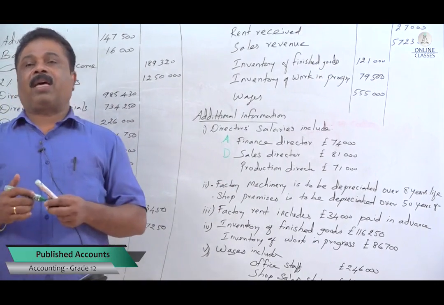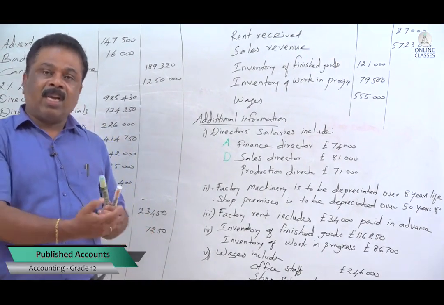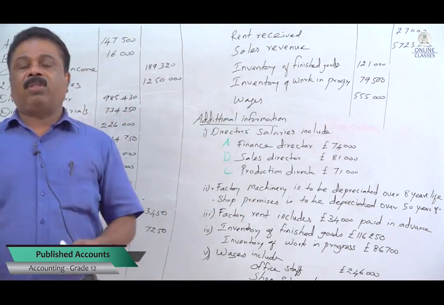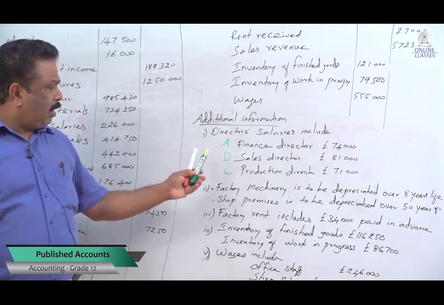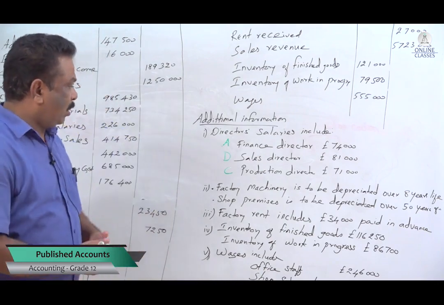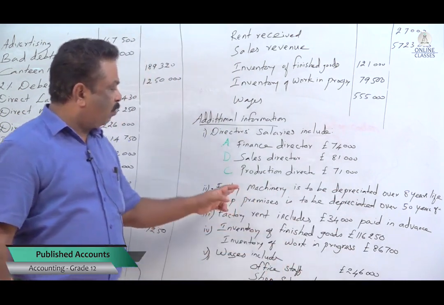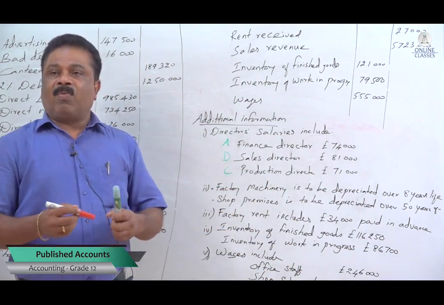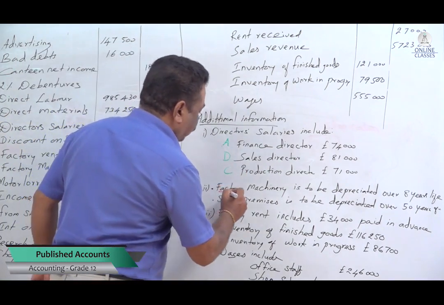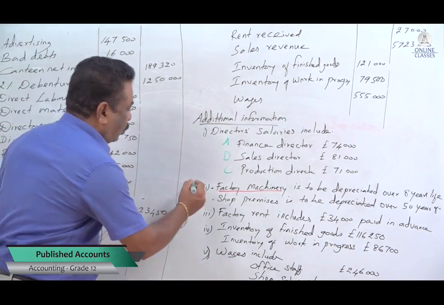Next, production director. The word itself says production, which is related with manufacturing. Therefore, it's a cost of sales, C. So I just denote A for administration, D for distribution, C for cost of sales. The second information: factory machinery is to be depreciated. Factory machinery is needed for the production part. Since it is factory machinery, I just write it under cost of sales.